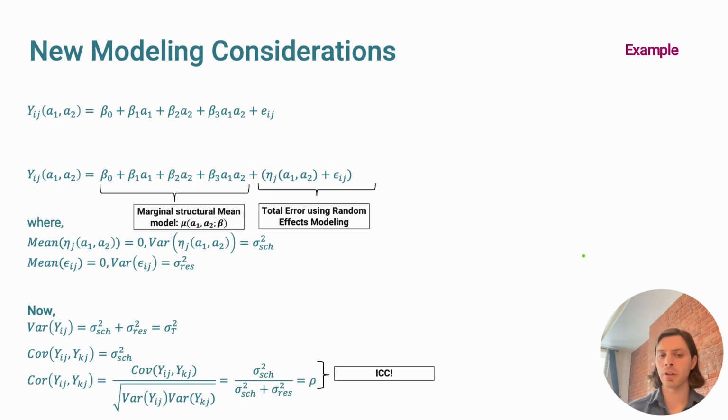And this is our intra-class correlation. It's the proportion of our total error that's explained through school level variation. Okay, so that's rho. Now you might say, why are we walking through all this math? I don't get how this is relevant for me at all.